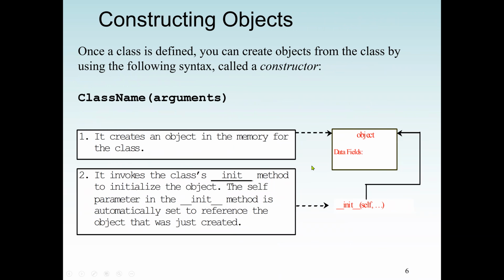So constructing objects: once a class is defined, you can create objects from the class by using the following syntax, which we call the constructor. We have the class name and the arguments. The constructor creates an object in memory for the class, and it also invokes the class's initial method, or initializer, to initialize the object. Then the self parameter in the initial method is automatically set to reference the object that was just created.